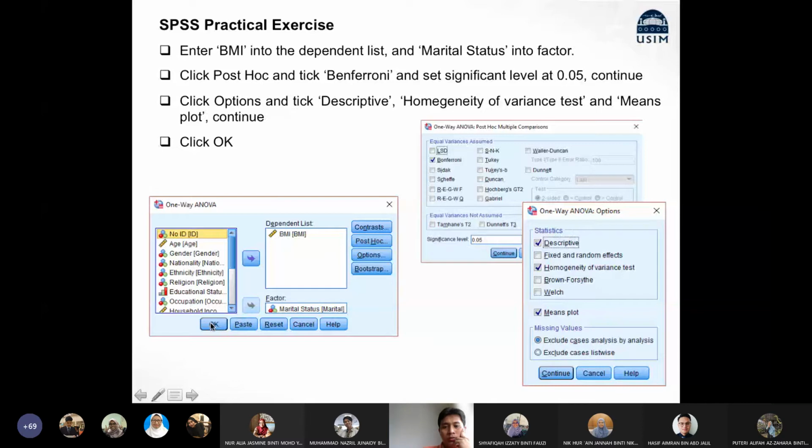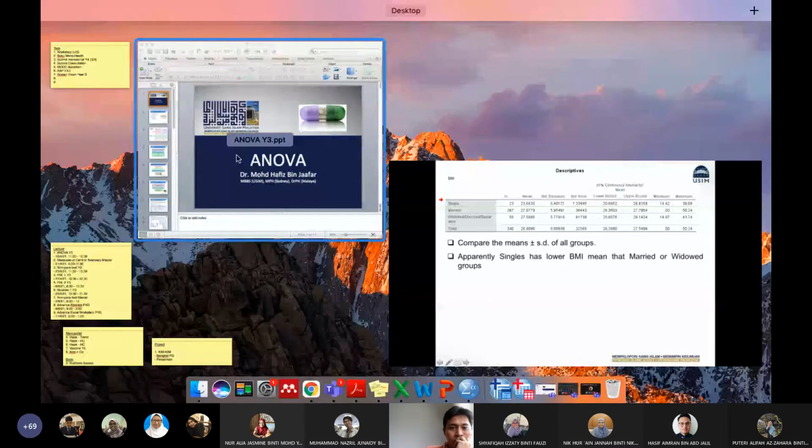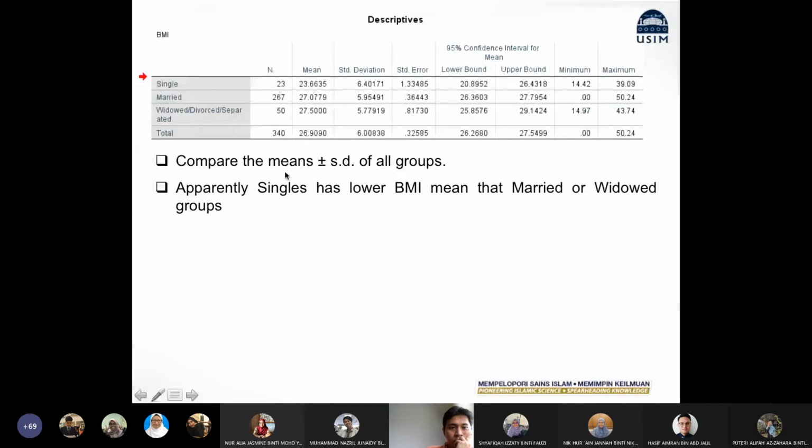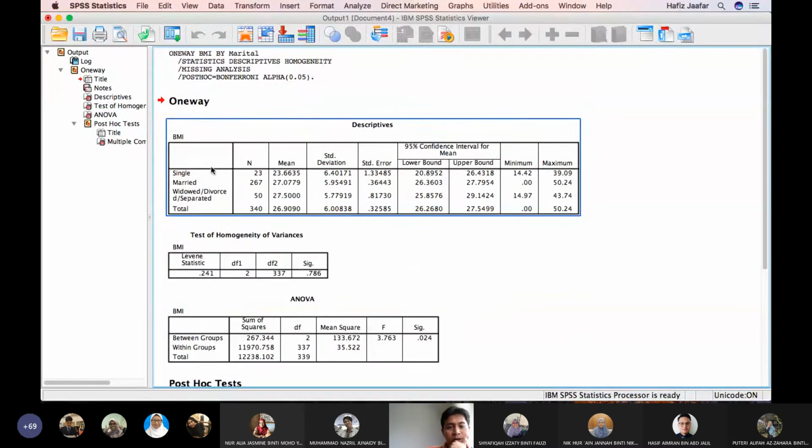So dah klik OK, apa yang keluar? Kan bila klik, dapat deskriptif. Kita deskriptif je. Kenapa tak dapat yang lain? Masukkan tak yang test-test lain? Deskriptif sama tak total 340? Macam ni. Sama doktor. Sama. Okay, so alright.